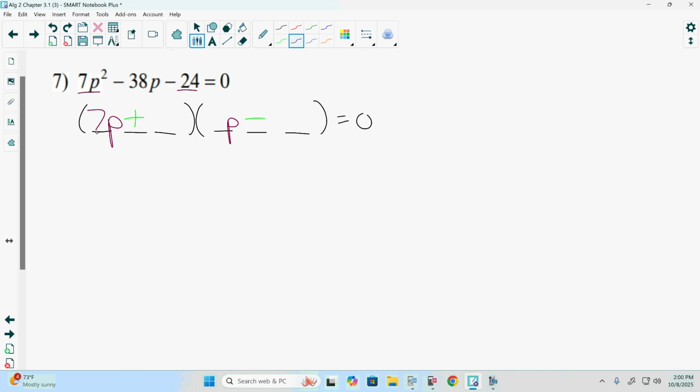Factors of 24. There's a few. We have 1 and 24, 2 and 12, 3 and 8, 4 and 6. We've got 4 different factors with 24. Which one of those factors do we want to try first? 3 and 8.